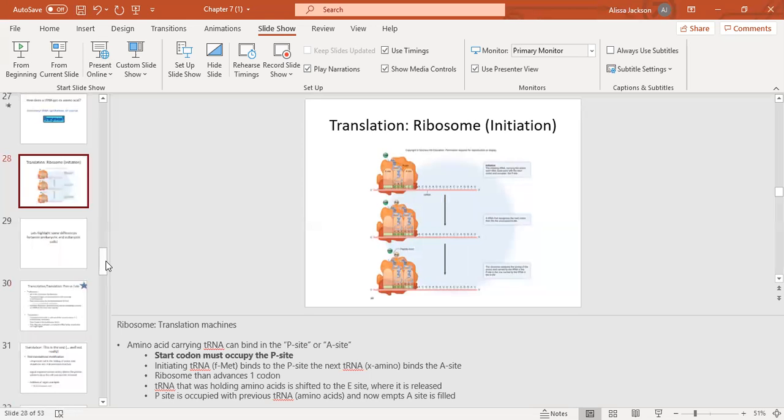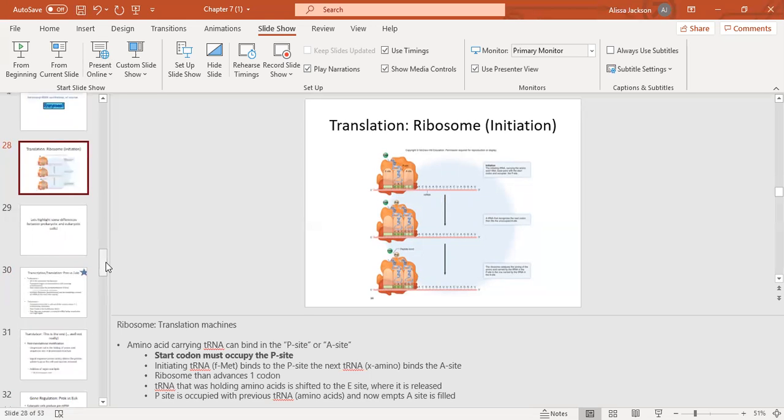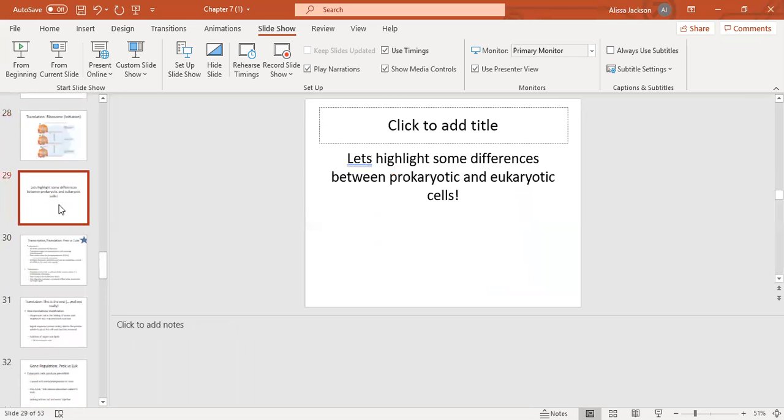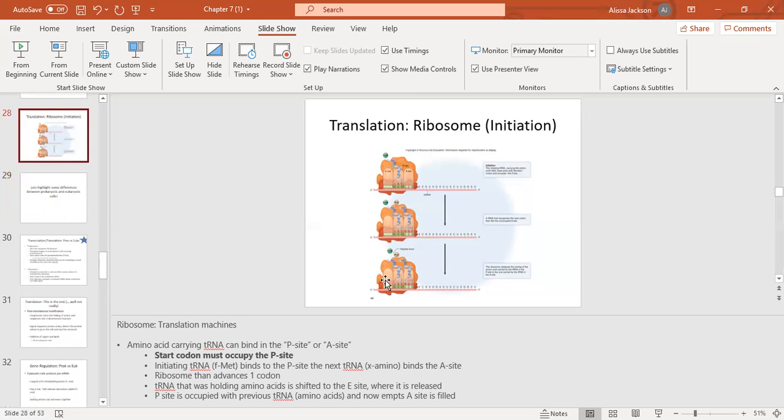And again, I don't think you'll need to know the ins and outs of these steps, but just knowing the big picture: translation translates the mRNA into a protein through the ribosome, and the ribosome brings in the right amino acids, right? So let's just focus on this. Again, read his notes down here to help you.